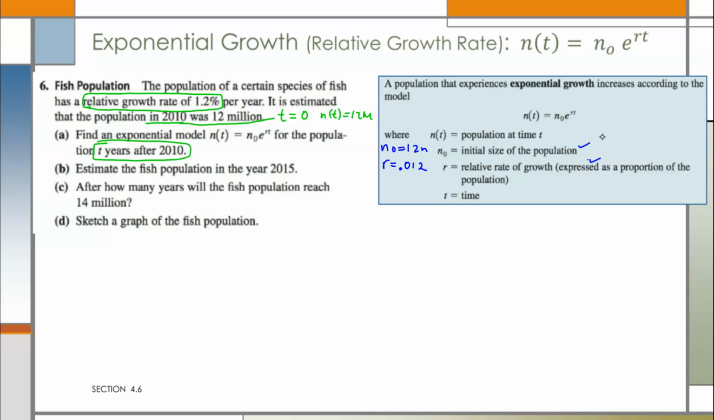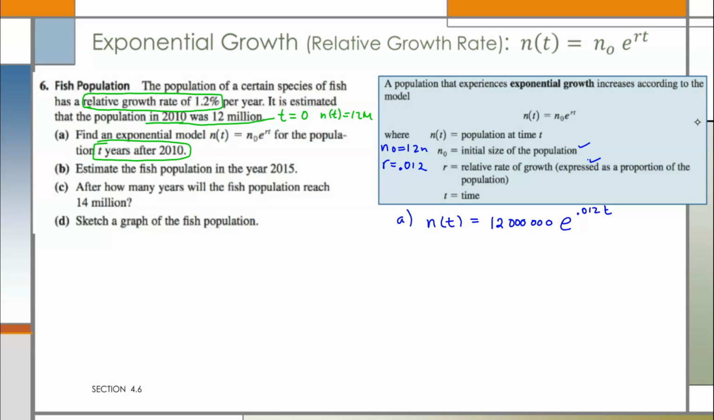Okay, so find our exponential model. Let's go ahead and see if we have enough information for that. N sub t is equal to N sub 0, which is our 12 million, times e raised to the r, which is 0.012, and then our variable t. We did have all the information that we needed.